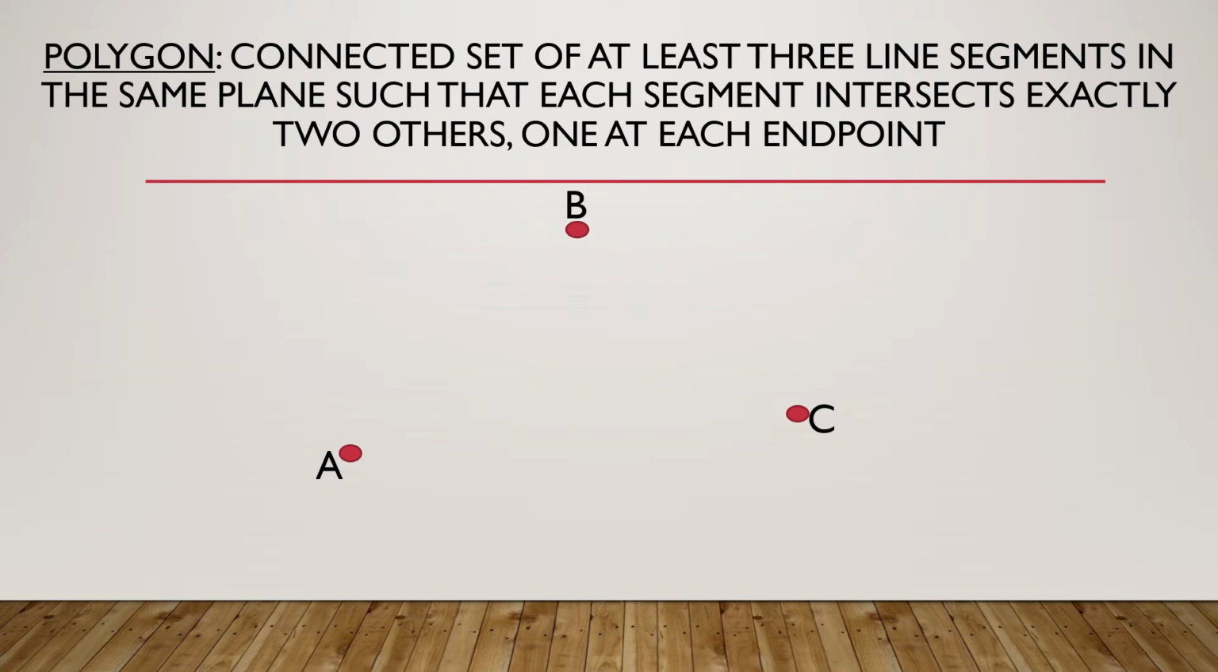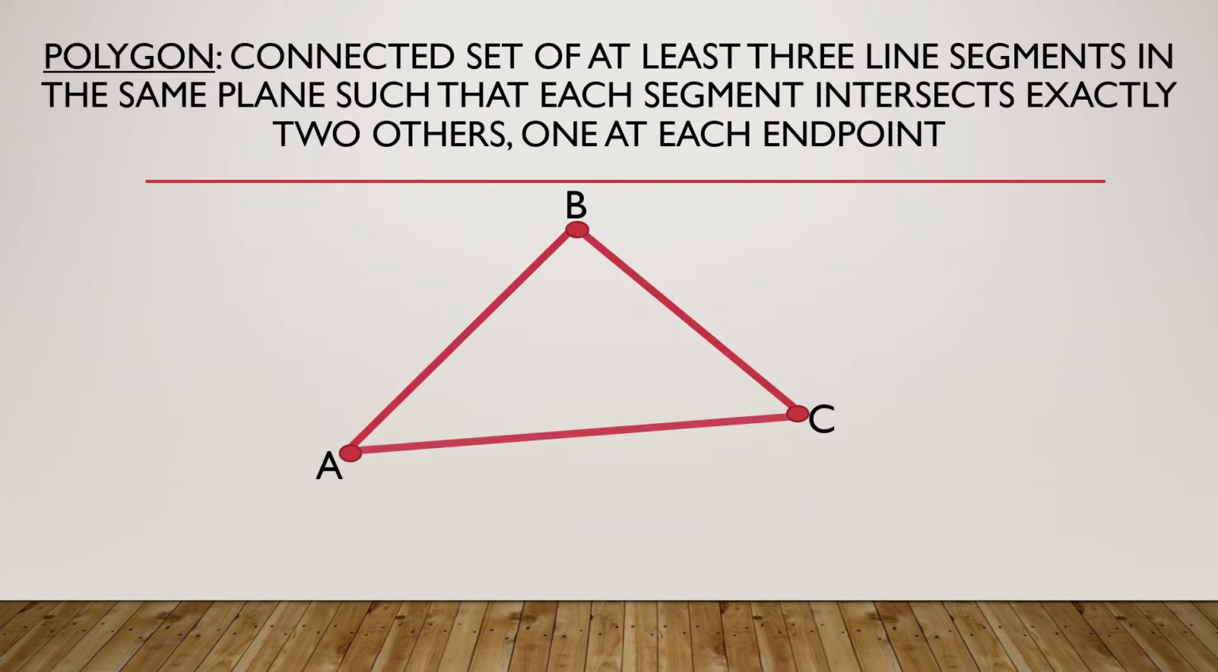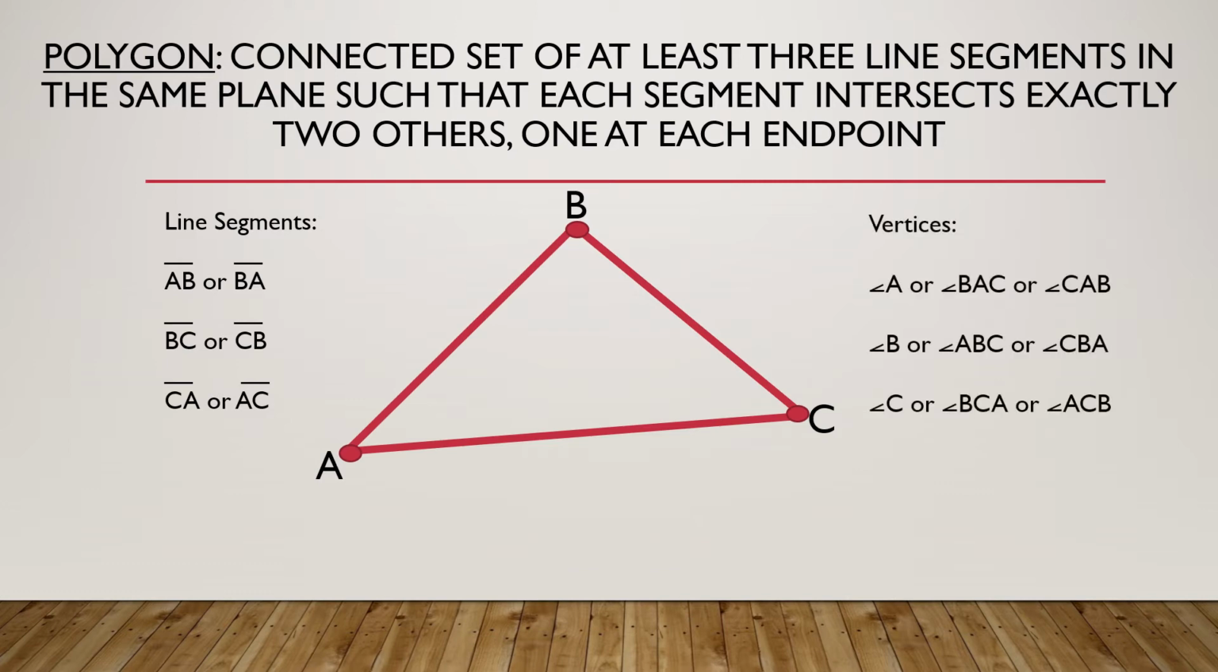If we say that A, B, and C aren't just points, but they're going to be endpoints for a polygon that we want to make, then we would want to connect those endpoints with line segments like so. And this makes a basic triangle shape. Now let's review what we can say about this shape. Our line segments are line segment AB, which can also be expressed as BA, line segment BC, and also line segment CA. We can also talk about the angles that are created where those line segments intersect.